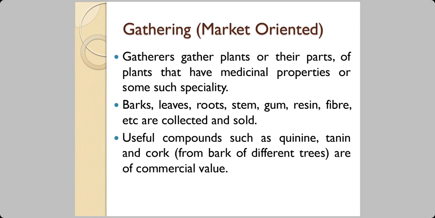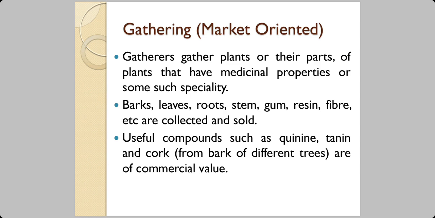Now, when we say gathering which is market oriented, the goal is different, the aim is different, the objective is different. Whatever things can be gathered from the forest, which one would like to sell in the market, are not something which you can consume as food. Examples are barks, leaves, roots, stems, gums taken out from the stems. You have resins and fibers. They are collected and sold, and none of them can be eaten. Maybe one can eat some leaves and roots and stem, but nothing else.